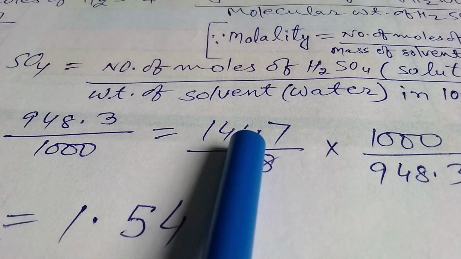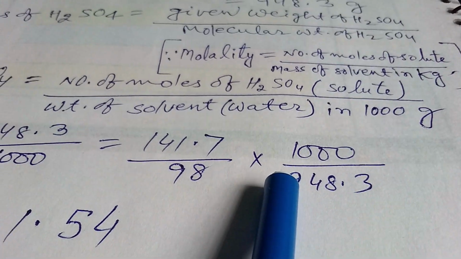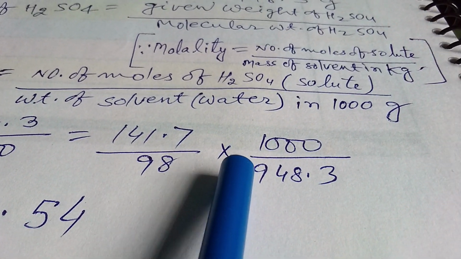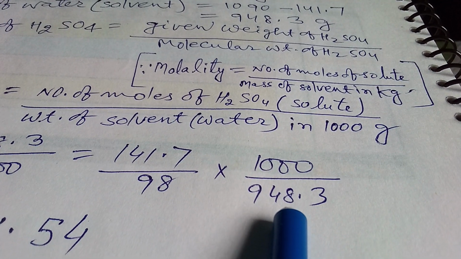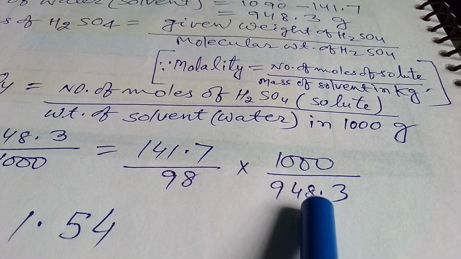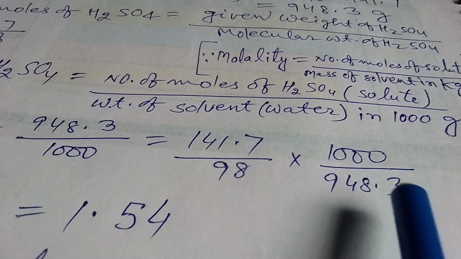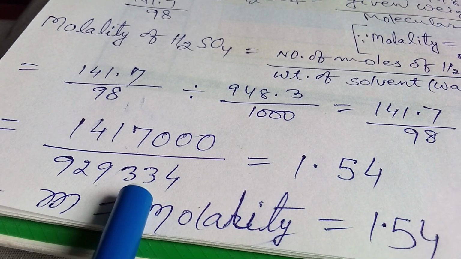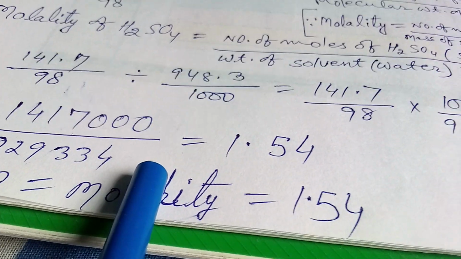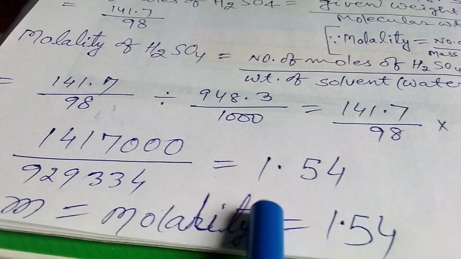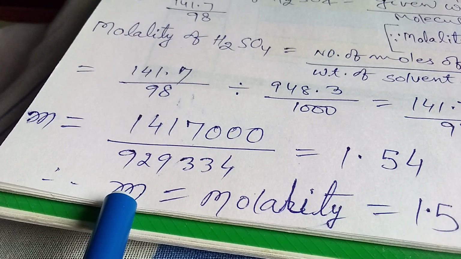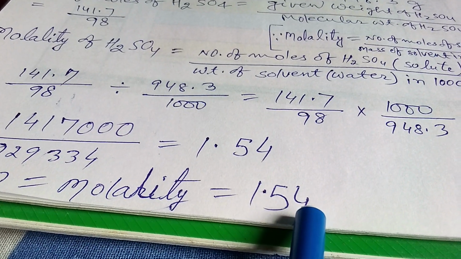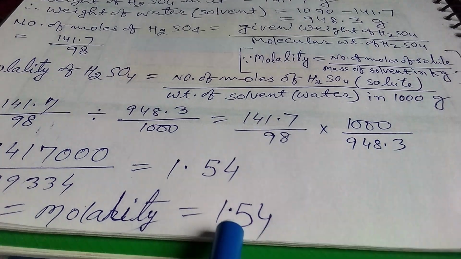So 141.7 by 98, and the division becomes reciprocal, so this division sign will be a multiplication sign, into 1000 by 948.3. After the decimal there is one digit, so it is removed, and then we multiply and we get 1417000 by 929334, and by dividing we get 1.54. And you know that molality is denoted as small m, so this small m is equal to molality, and that is 1.54. So you can say the molality of H2SO4 is 1.54 m.